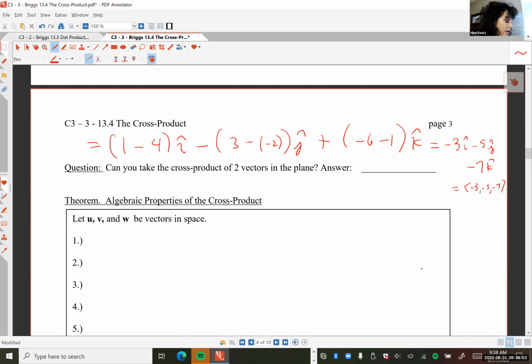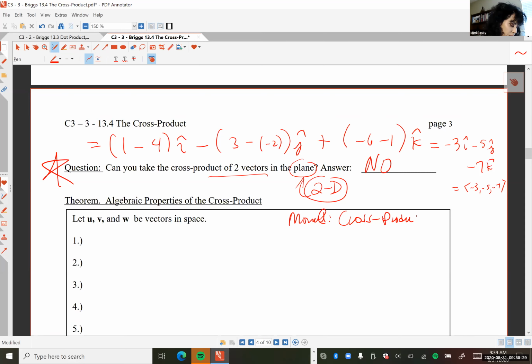Okay, now here's a very key question. This is very key, people. Can you take the cross product of 2 vectors in the plane? Remember, plane means 2D? The answer is not only no, it's hell no. There's no such thing. Really? Really. Cross product, by its very nature, can only be performed in 3D. You can't do it in 2 dimensions, 4 dimensions, 5 dimensions, any other dimensional space. It's a 3D property only. So the moral of the story is, you can write this down, cross product can only occur in 3D.